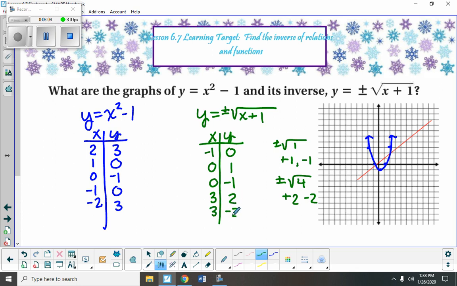Now let's look at how that is on the graph. So if we have -1, 0, that's right here, 0, 1, and 0, -1, 3, 2, and 3, -2. So this is a U shape, but it's sideways. And again, if we did the vertical line test and draw a vertical line through, it would hit 2 places. And so that is not a function, but that is the inverse.